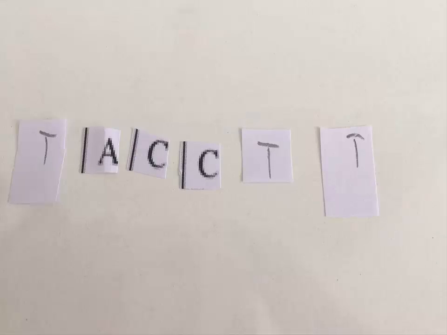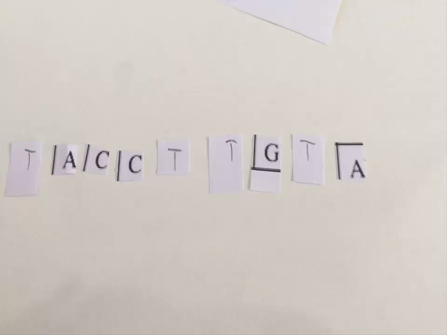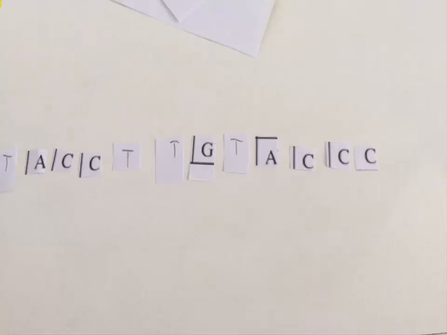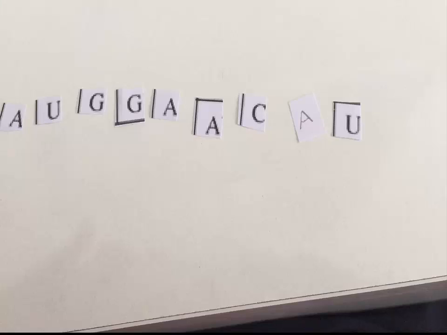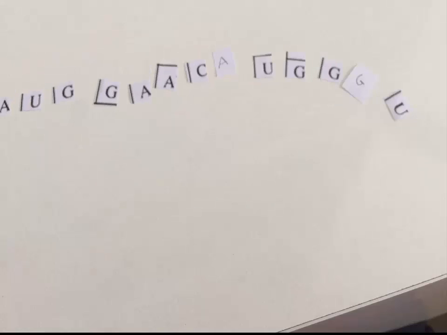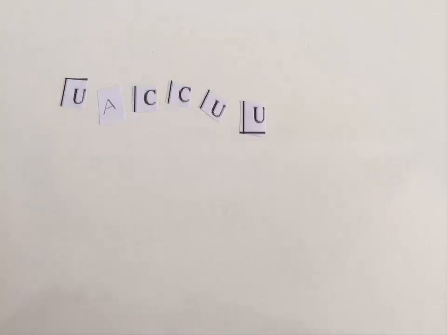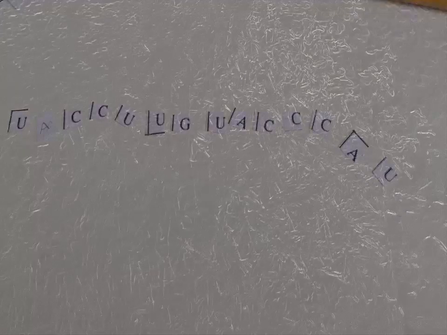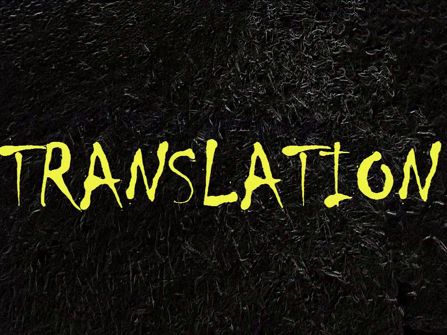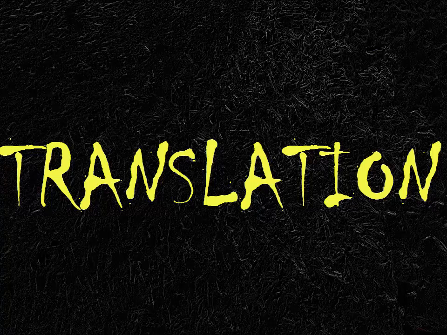So, what is DNA complementary nature? It's TACCTTGTACCCATT, and the codon, which is AUGGAACAUGGGUAA, and that's the mRNA. Finally, the tRNA for that, which is UACCUUGUACCCAUU.